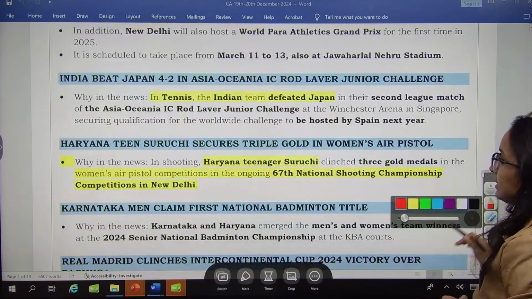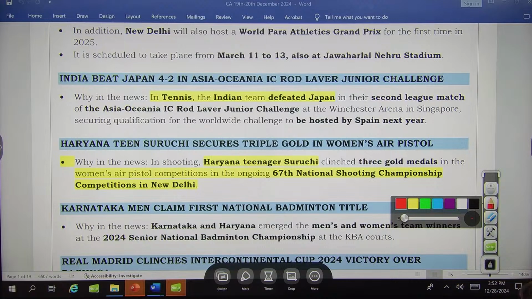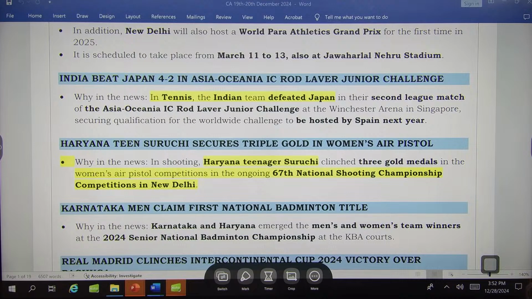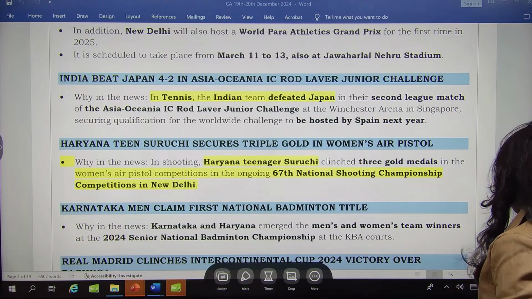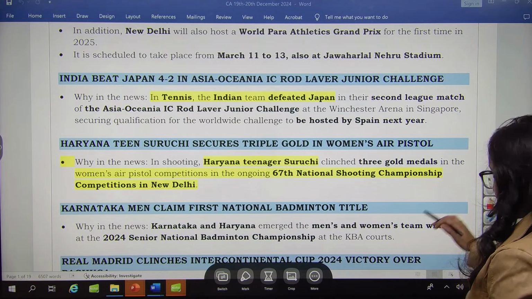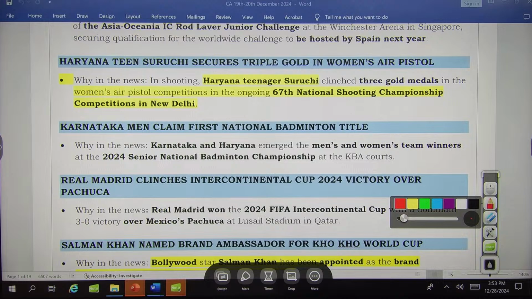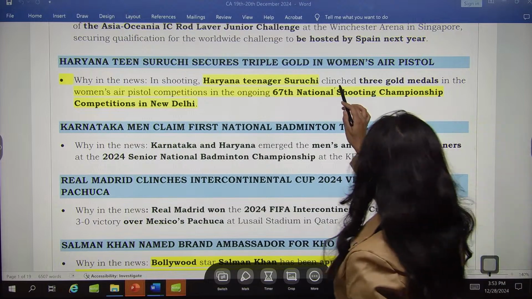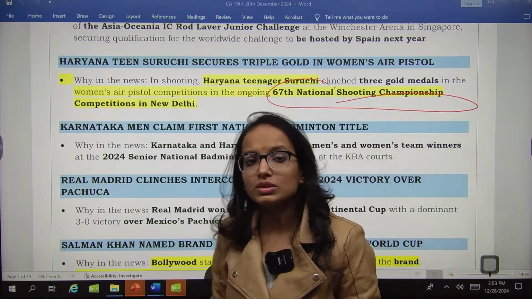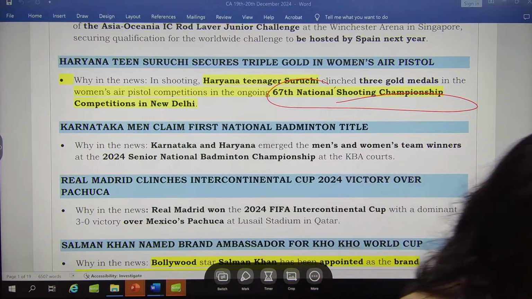Then next, in tennis, the Indian team has defeated Japan in their second league match of the Asia Oceania Billie Jean King Cup Junior Challenge at the Winchester Arena in Singapore, right? Then in shooting, Haryana teenager Suruchi has clinched 3 gold medals in women's air pistol competitions in the ongoing 67th National Shooting Championship in New Delhi. So this is again very important, 67th National Shooting Championships, right?